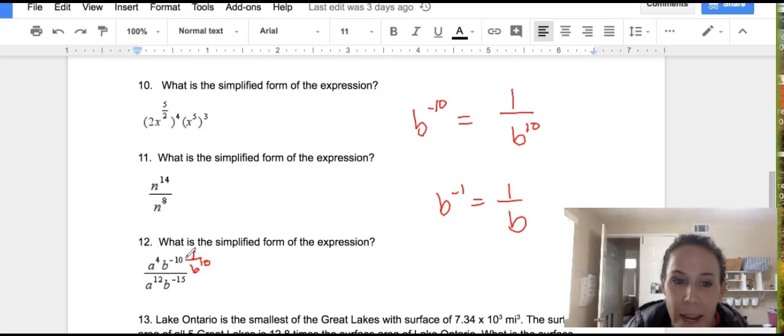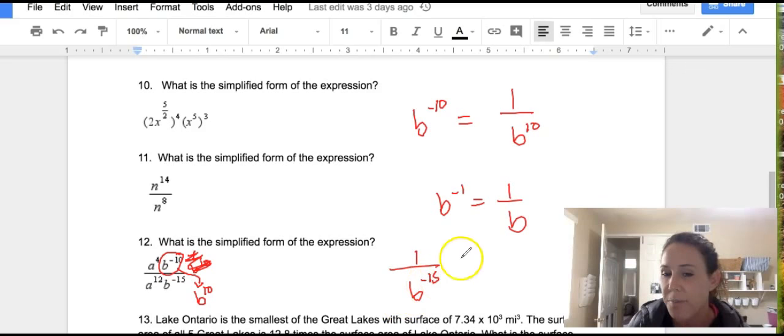And by doing that, it actually bumps it to the bottom. So instead of a to the 4th times 1 over b to the 10th, I can just take this negative exponent and bump it down to the bottom of my fraction and make it b to the positive 10th. Now, because this is on the denominator, this is actually 1 over b to the negative 15, and this is tricky. This is actually b to the negative 15 equals 1 over b to the 15. So this is 1 divided by 1 over b to the 15.